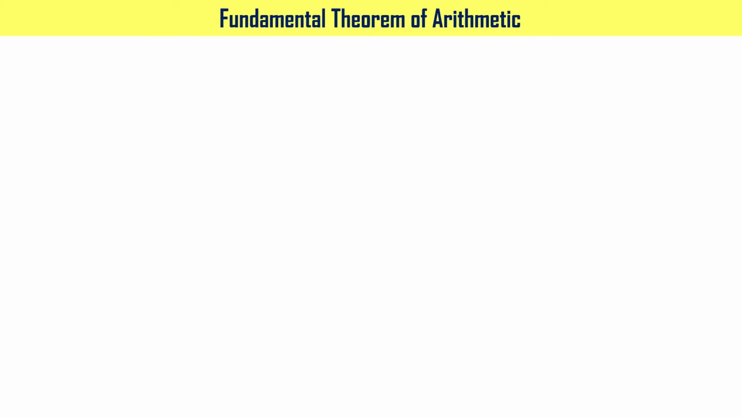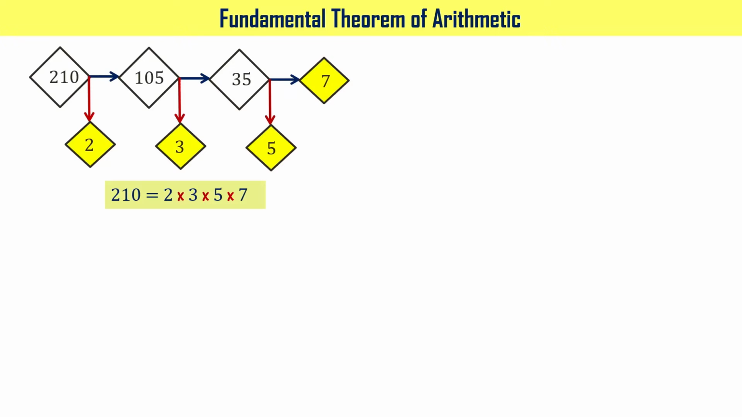Now let's quickly recall the fundamental theorem of arithmetic. We have seen that 210, which is a composite number, can be written as a product of prime factors 2, 3, 5 and 7, right? 210 equals 2 times 3 times 5 times 7. We could write this in this order because we started the division process with 2. 210 can be written as 2 times 105. 105 is a composite number that can be written as 3 times 35. 35 is a composite number that can be written as 5 times 7.